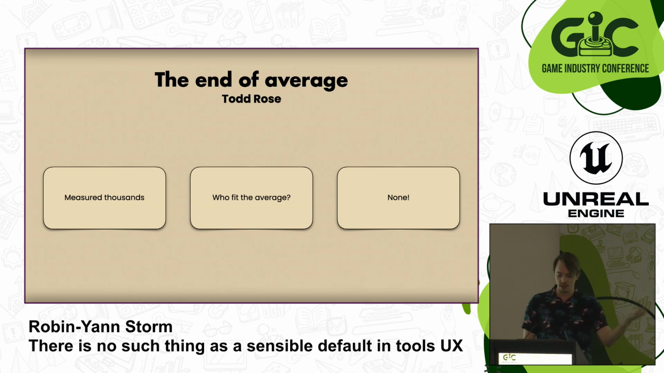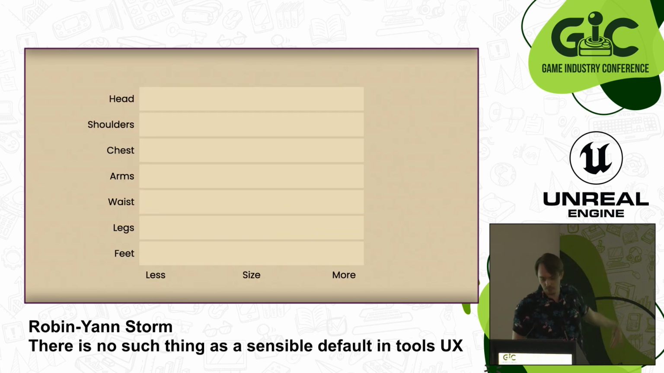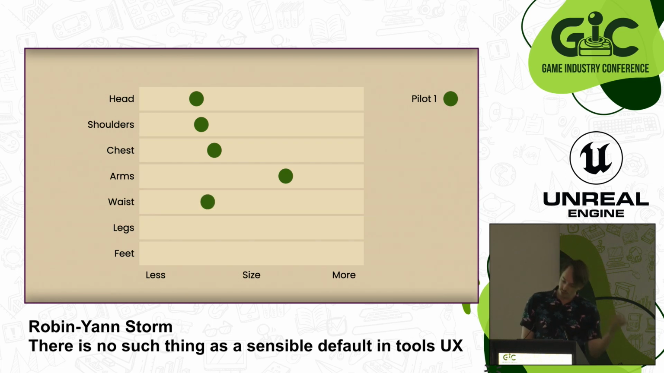To give you an idea of what that looks like, let's grab all these different body parts and whether they're larger or smaller. And this is pilot one. He might have a smaller head, smaller shoulders, smaller chest, larger arms, smaller waist, larger legs, and sort of middling feet.